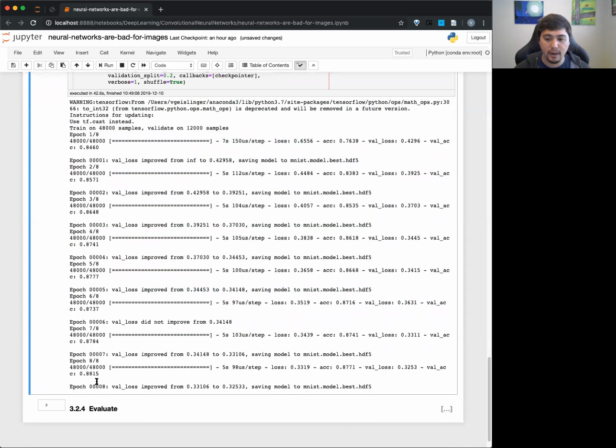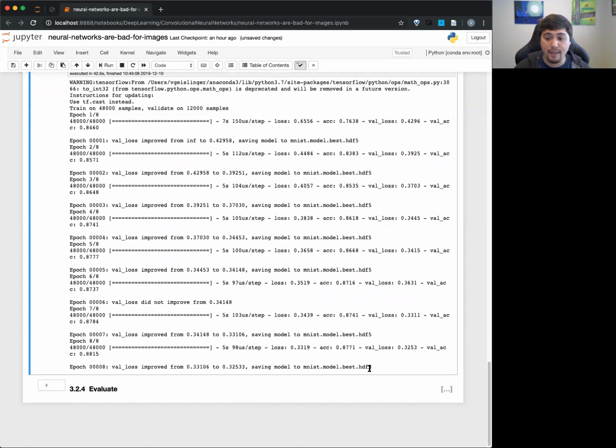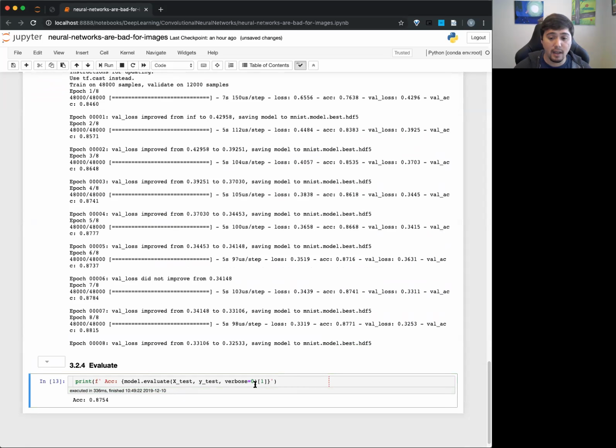And our final result looks like our validation accuracy overall is 0.88, so about 88% validation accuracy. Note that I also have this saved to our model.best, so I can save it for later and try it out. Just a quick evaluation: on this test data, we have about 87% accuracy. So not too bad, right?